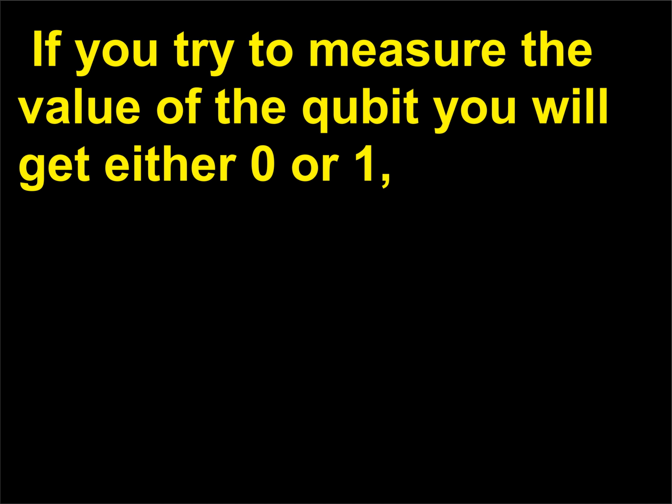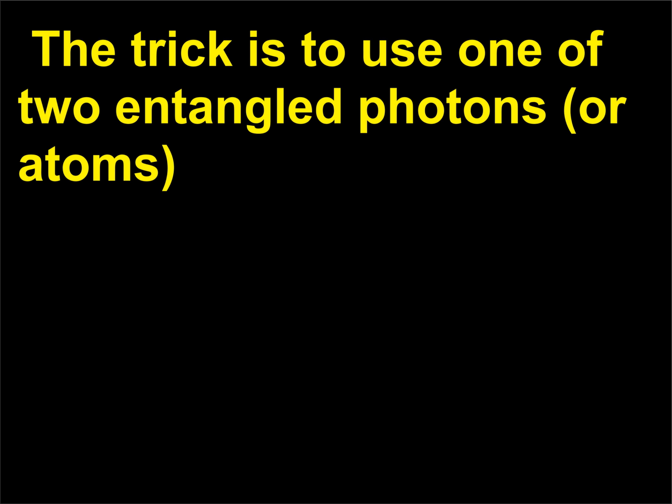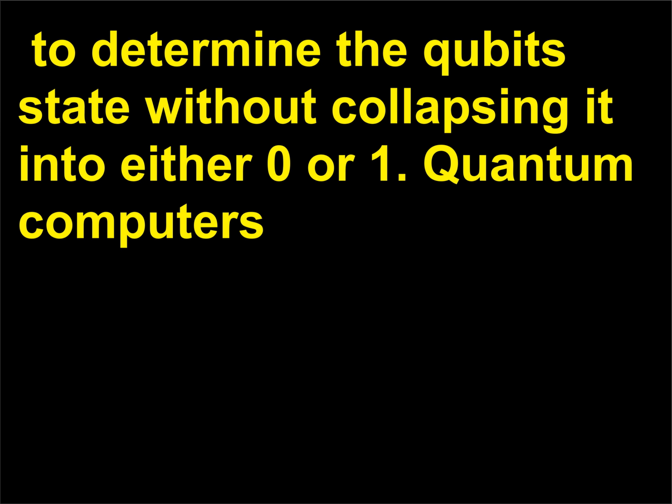If you try to measure the value of the qubit, you will get either 0 or 1. So it will act like a bit in a normal computer. The trick is to use one of two entangled photons, or atoms, to determine the qubit state without collapsing it into either 0 or 1.